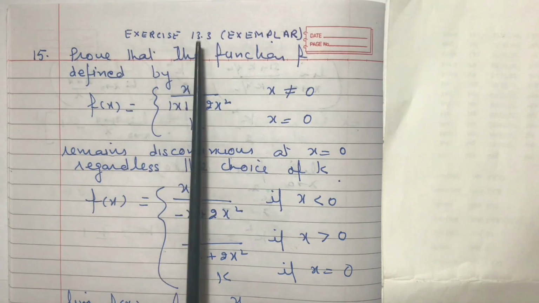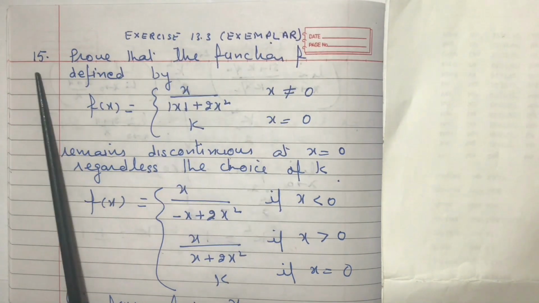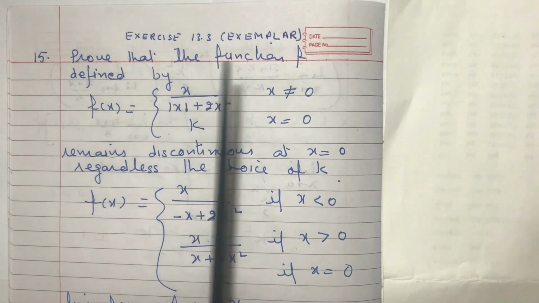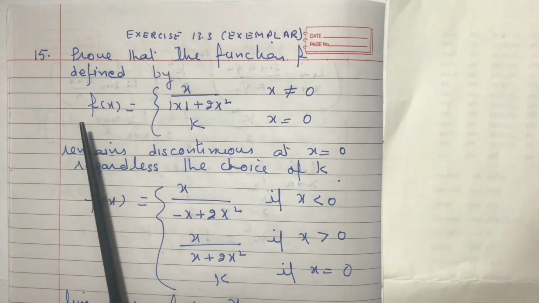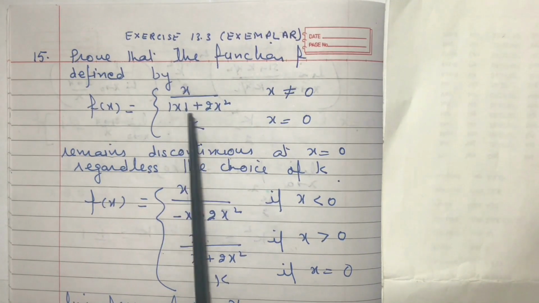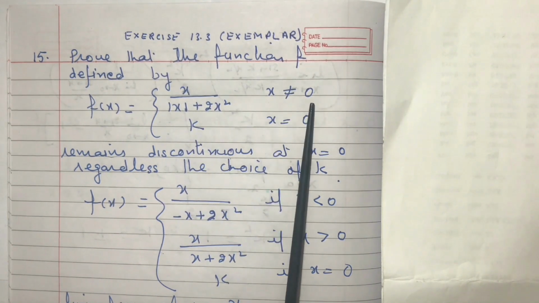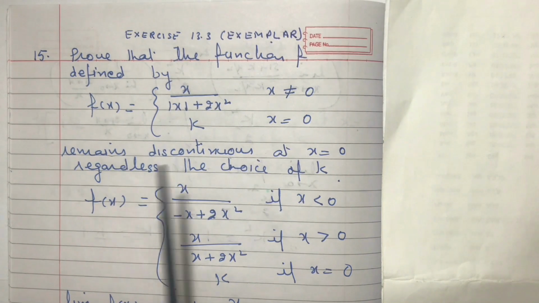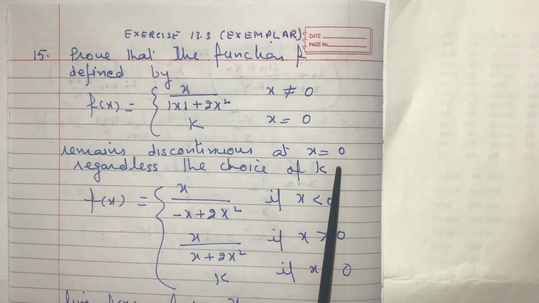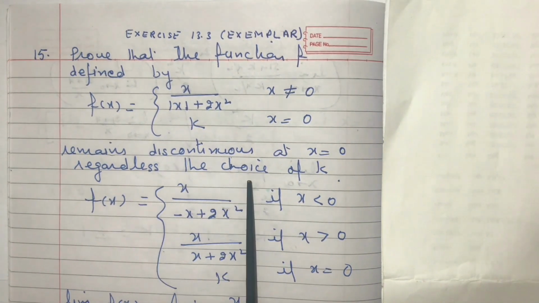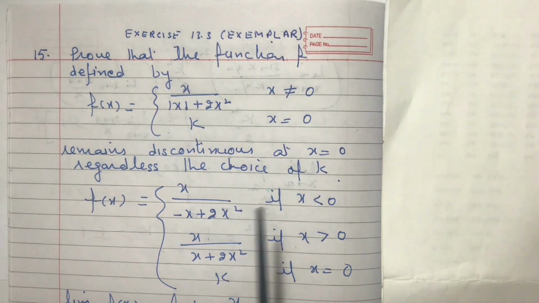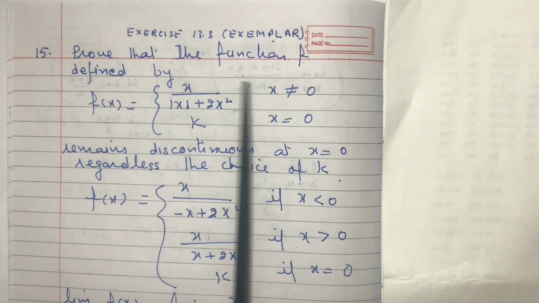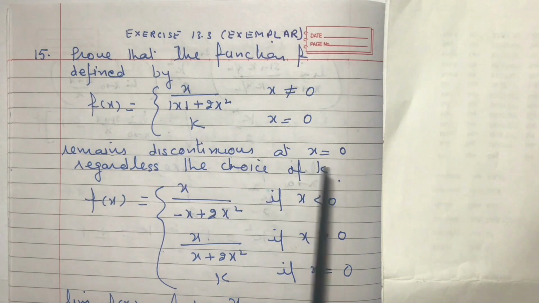This is exercise 13.3 of Exemplar, and this is question number 15. Prove that the function f defined by f(x) = x upon mod of x plus 2x square when x is not equal to 0, and k if x is equal to 0, remains discontinuous at x is equal to 0 regardless of the choice of k. Now what does it mean?